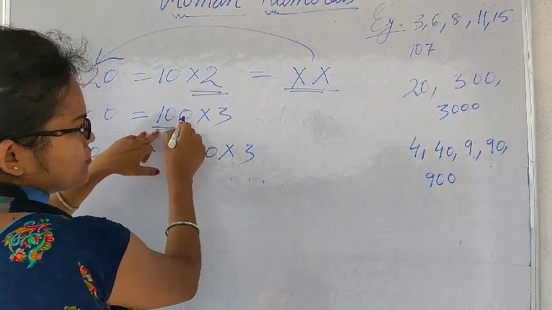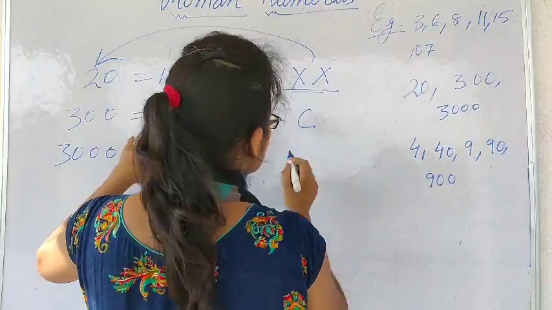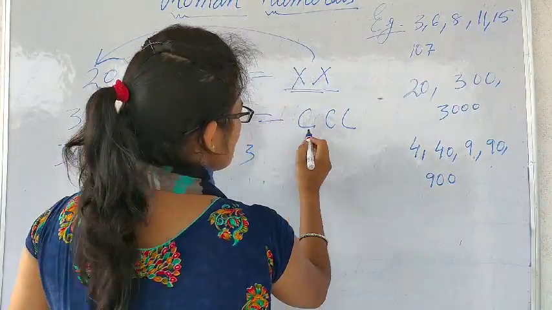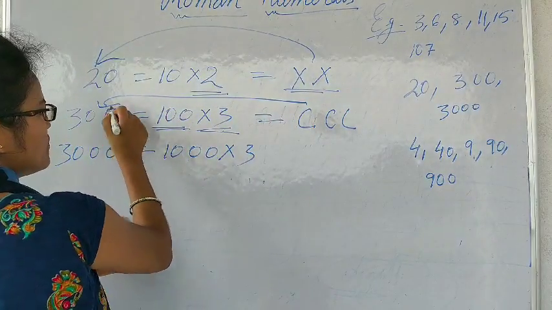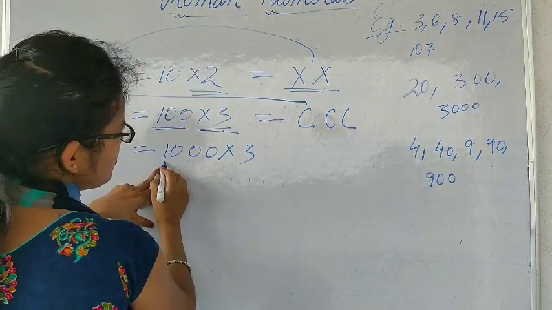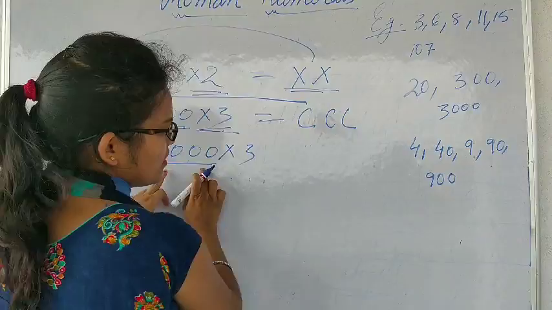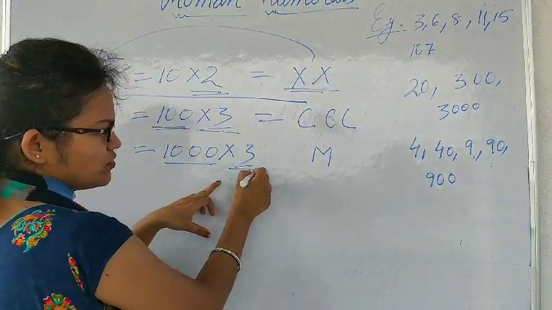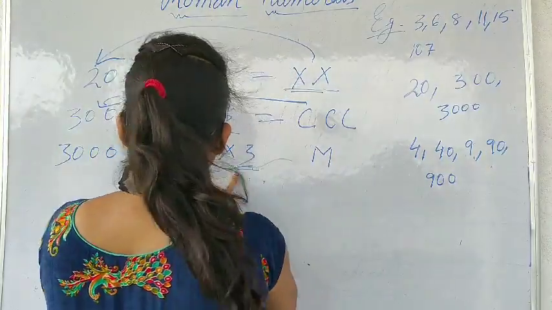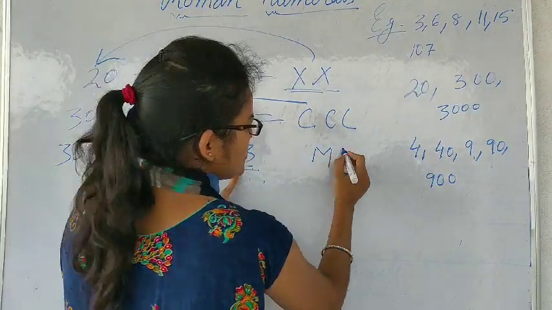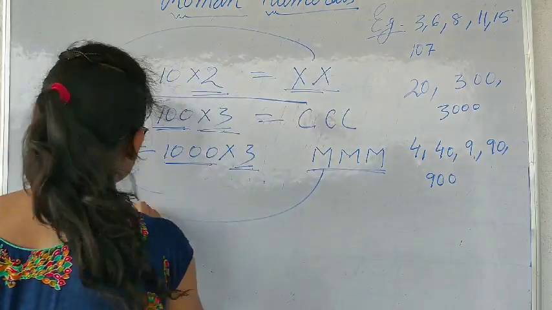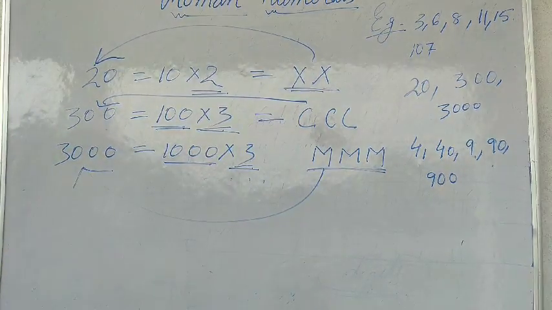What is the symbol for 100? This is C. And we need to write it 3 times. So this notifies 300 here. Now next is 1000. How will we notify 1000? By M. And we need to write it 3 times because 3000 is a multiple of 3. So here this notifies 3000.